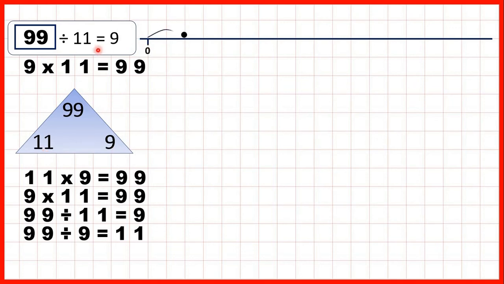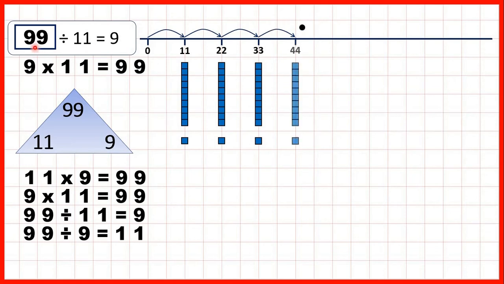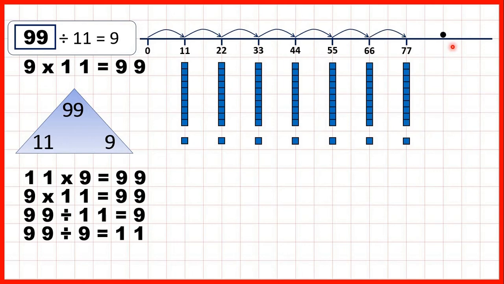And we can show what we did here by counting up in steps of 11 until we get to 99. The 9th jump of 11 will take us to 99. So 99 divided by 11 is 9.